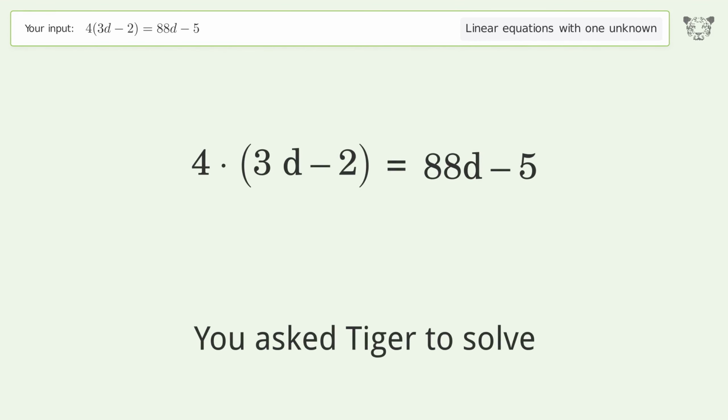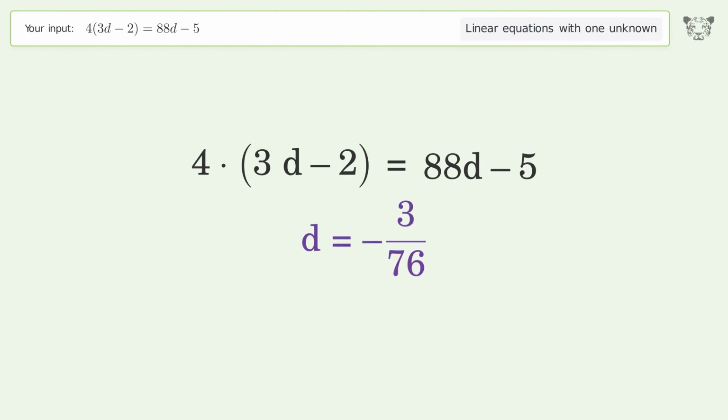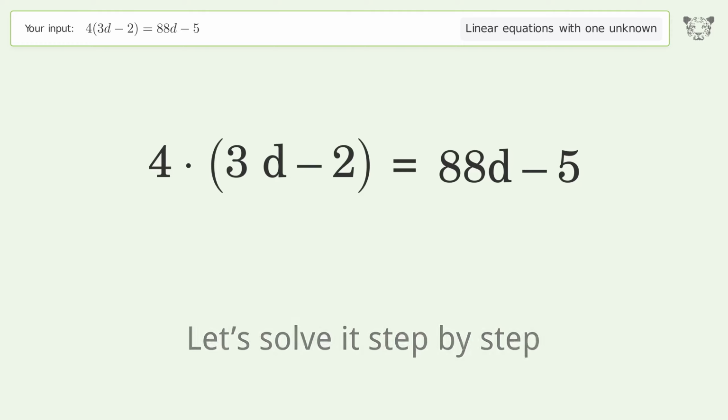You ask Tiger to solve. This deals with linear equations with one unknown. The final result is d equals -3/76. Let's solve it step by step.